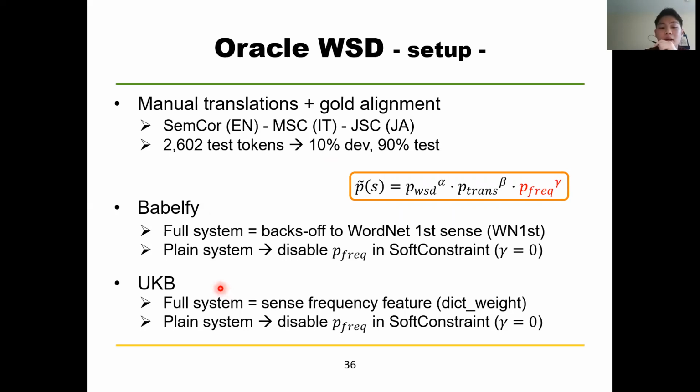Both of them have a variant that uses sense frequency information in their system. The Babelfy full system backs off to the WordNet first sense, which simply chooses the sense with the highest frequency in WordNet. And the UKB full system uses the full information of sense frequency as a feature, denoted as dictionary weight. When testing on the plain system without sense frequency information, we also disable the frequency prior in SoftConstraint for a fair comparison.